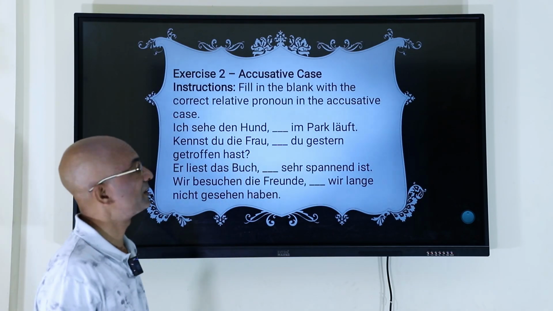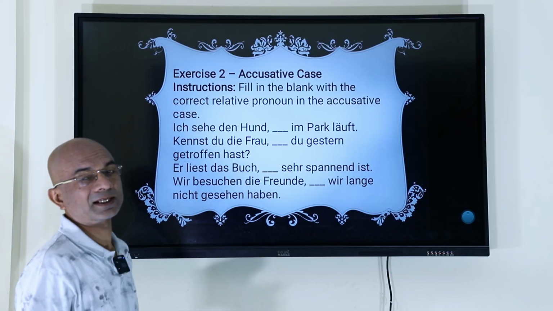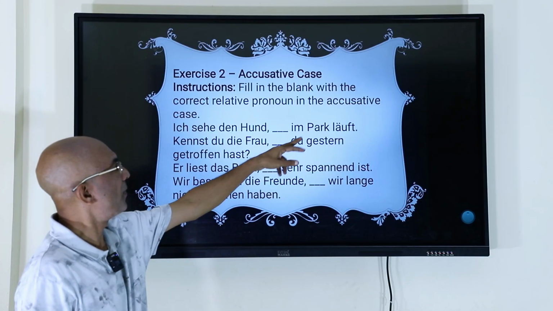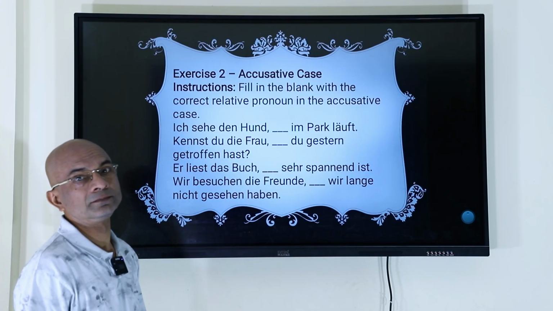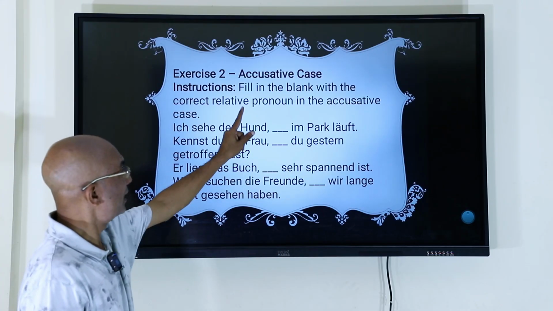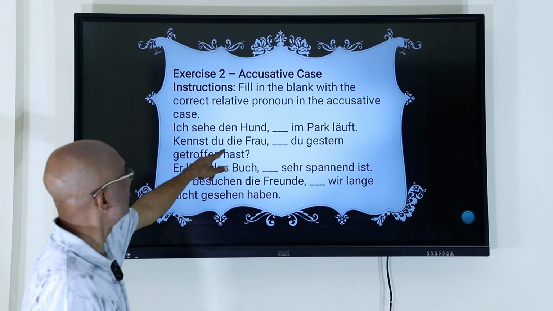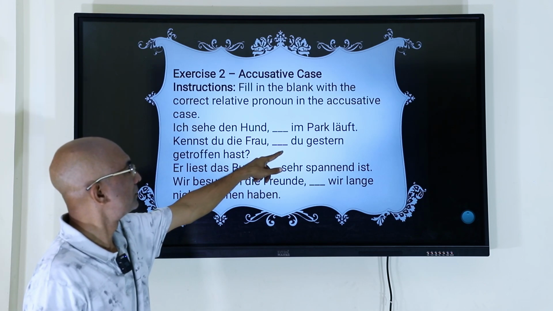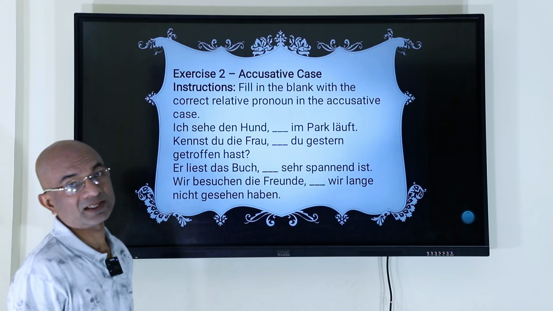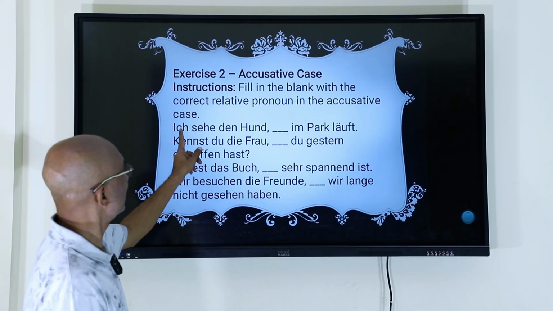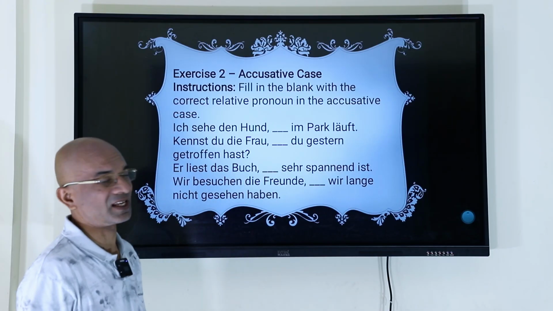For accusative, some examples now. Ich sehe den Hund, fill in the blanks, think what? Im Park läuft. Ich sehe den Hund, der im Park läuft. Kennst du die Frau? Fill in the blanks: du gestern getroffen hast. Kennst du die Frau, die du gestern getroffen hast?